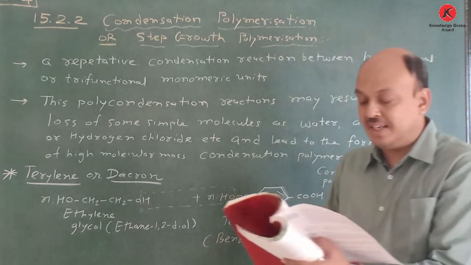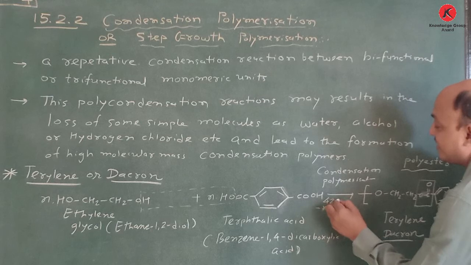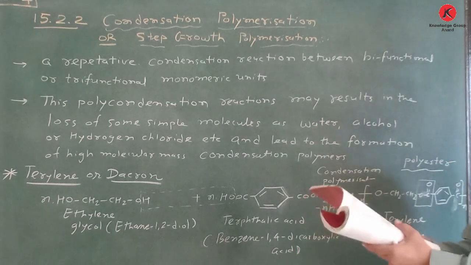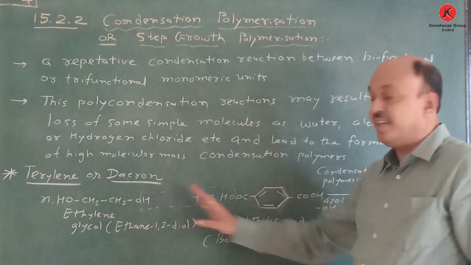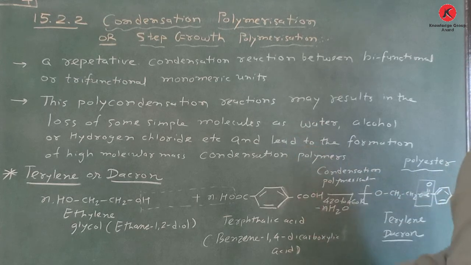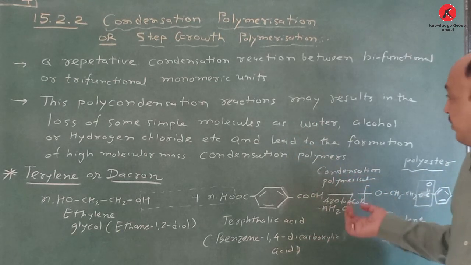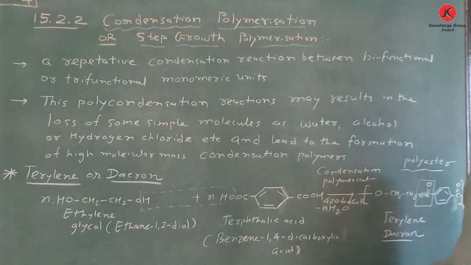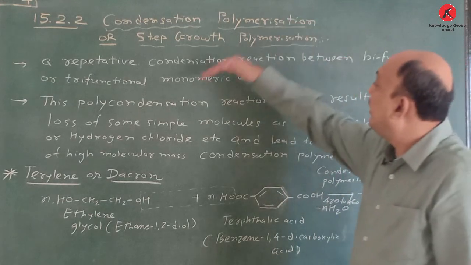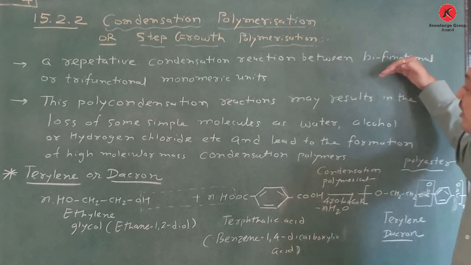Here the temperature is 420 to 460 Kelvin. It is written at the side of this reaction. Here it is not given, but we learn this topic once again in an example, some important condensation polymers. So make a note of this and write it perfectly. It's a very easy topic. Repetitive condensation reactions between bifunctional or trifunctional monomeric units.